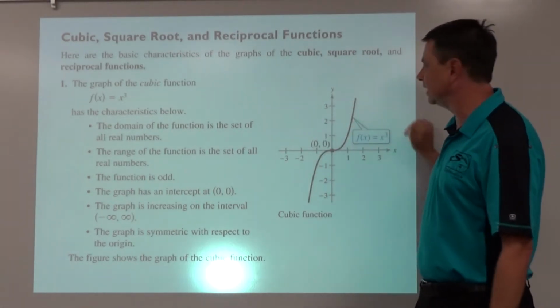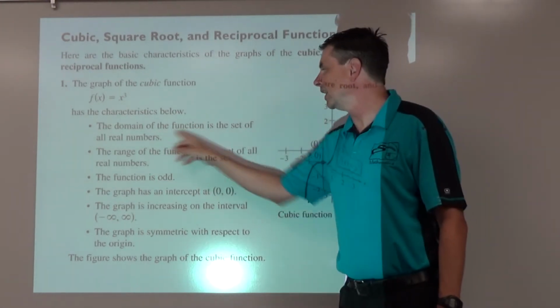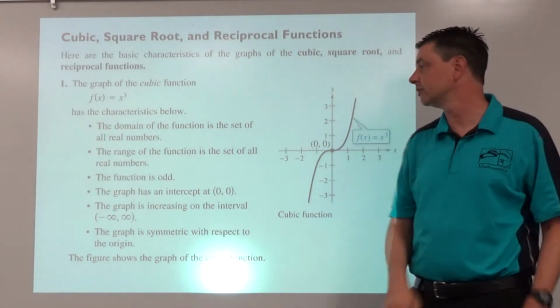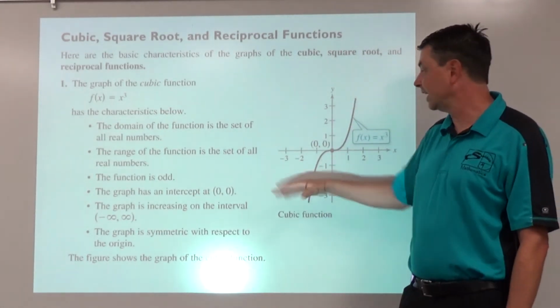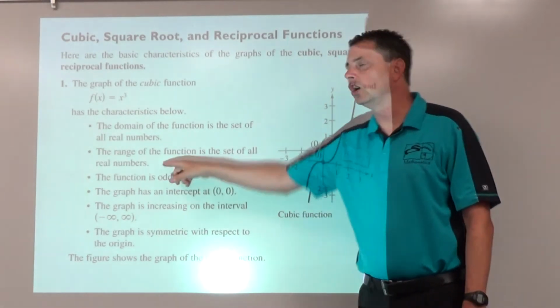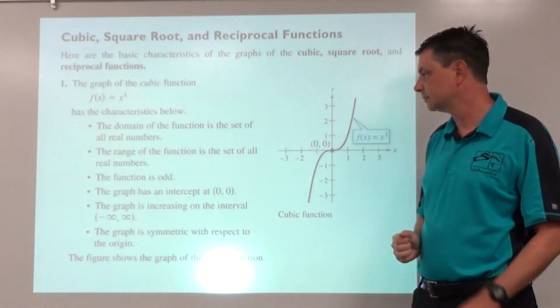Since we can substitute any x in, it goes forever to the right and forever to the left. The domain is the set of all real numbers, or parentheses, negative infinity, comma positive infinity. The range is also unlimited. It goes up forever, goes down forever. So all real numbers, or again, negative infinity to positive infinity in parentheses.